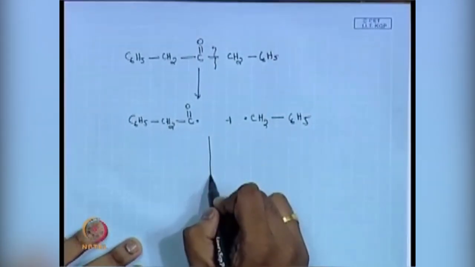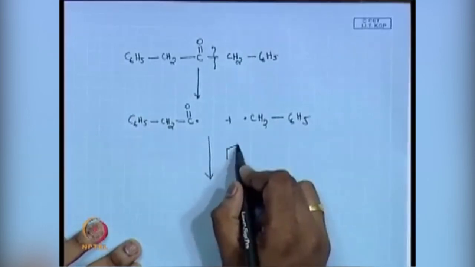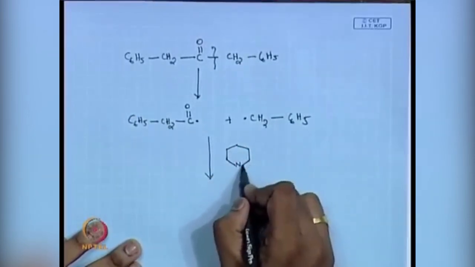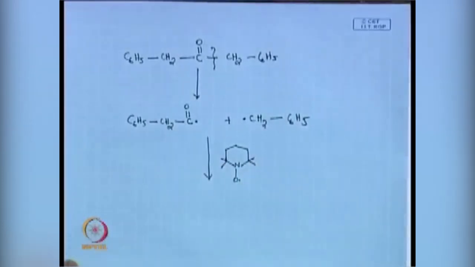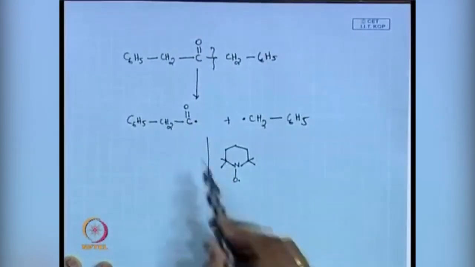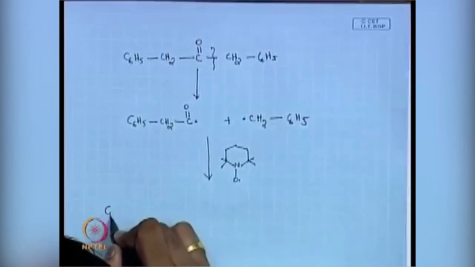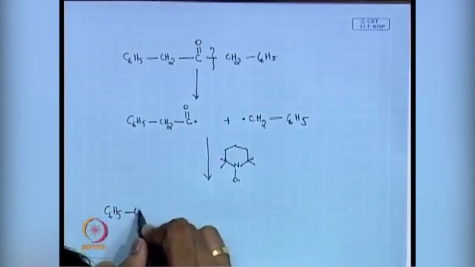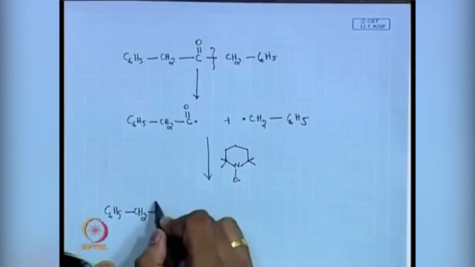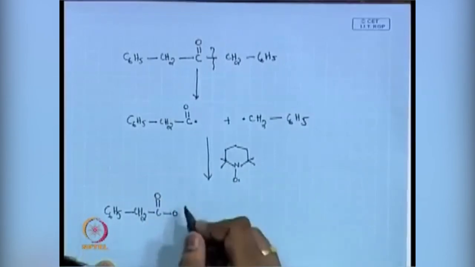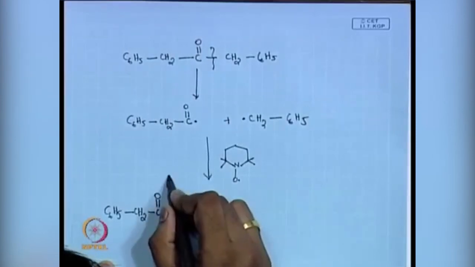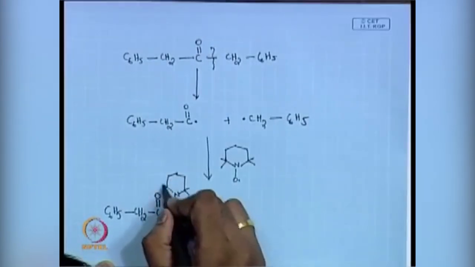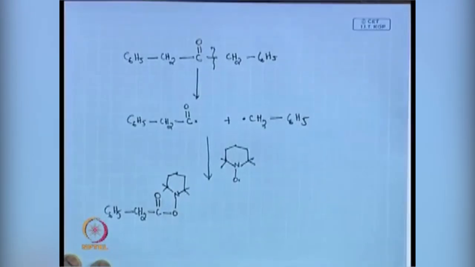If I add TEMPO to the system when I do the photolysis and carry out my reaction, then what happens? This can combine with your acyl radical. So, you can get C6H5CH2 carbonyl O. Yeah, it's better to write like this.